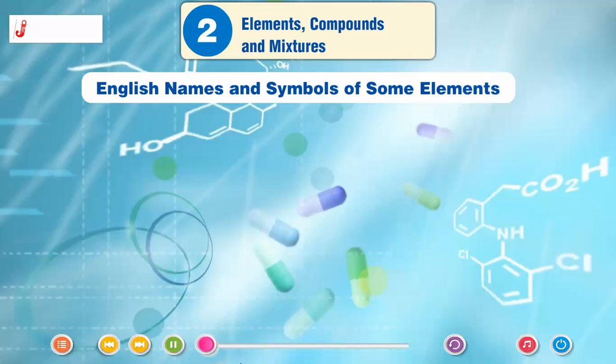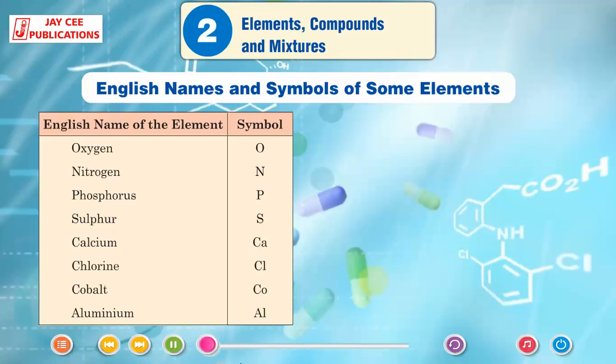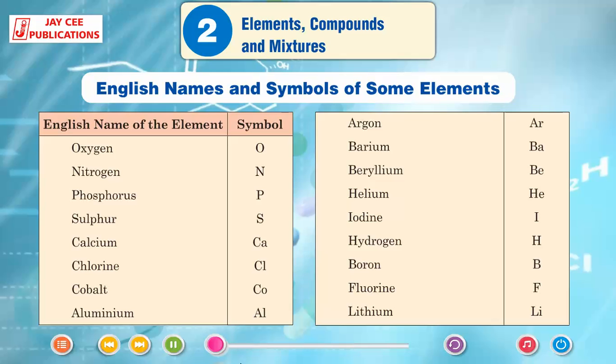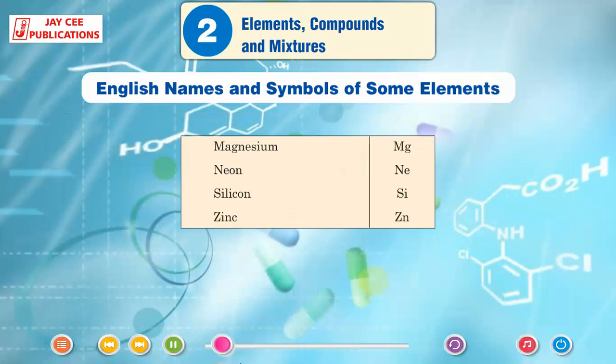English names and symbols of some elements. English name of the element, symbol: oxygen O, nitrogen N, phosphorus P, sulfur S, calcium Ca, chlorine Cl, cobalt Co, aluminium Al, argon Ar, barium Ba, beryllium Be, helium He, iodine I, hydrogen H, boron B, fluorine F, lithium Li, magnesium Mg, neon Ne, silicon Si, zinc Zn.